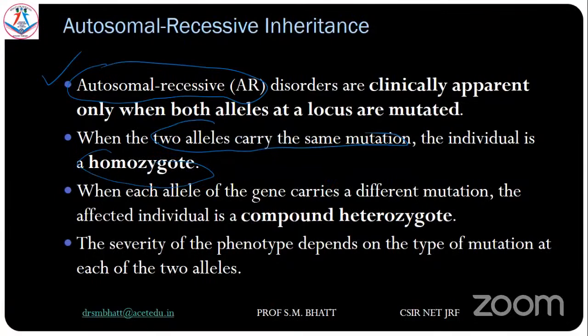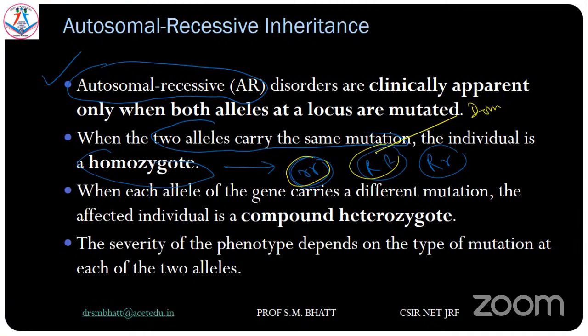Homozygote, you might be knowing. Recessive, this is homozygote, RR. This is heterozygote. So they are expressed, operative, only in the homozygote condition. So you have to see if they are in the recessive condition or the dominant condition. This is dominant.